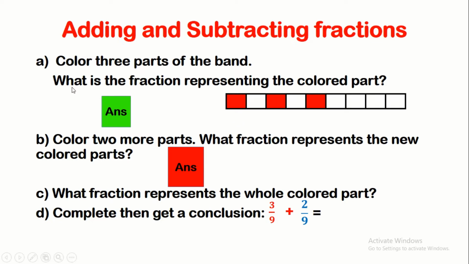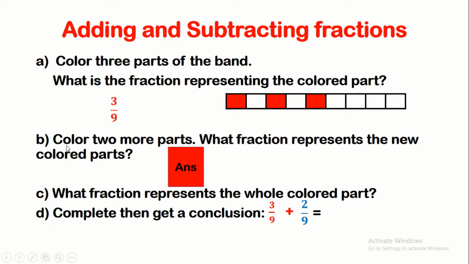Well, now what is the fraction representing the colored part? If you note something, how many parts did we color? 1, 2, 3. Well, out of how many parts do we have? 1, 2, 3, 4, 5, 6, 7, 8, 9. So we have colored 3 parts out of 9. Now we can say that the fraction representing the colored part is 3 over 9.